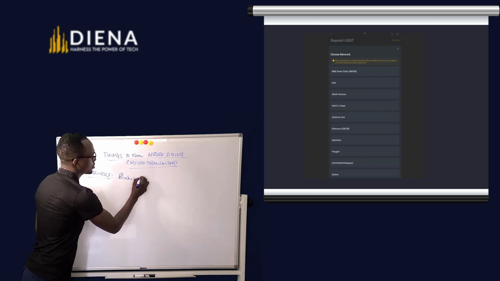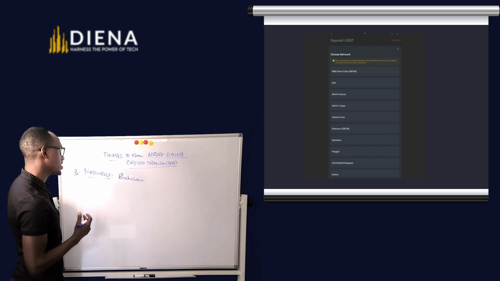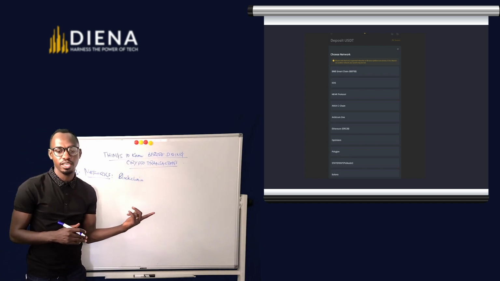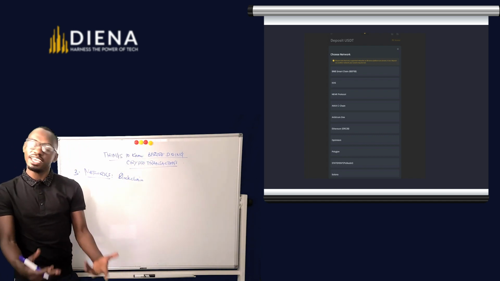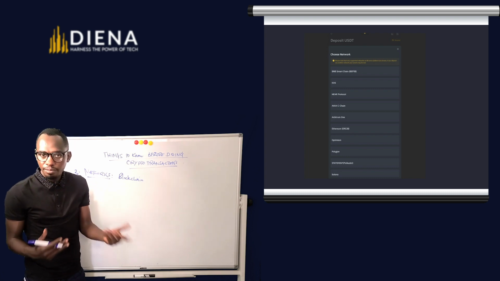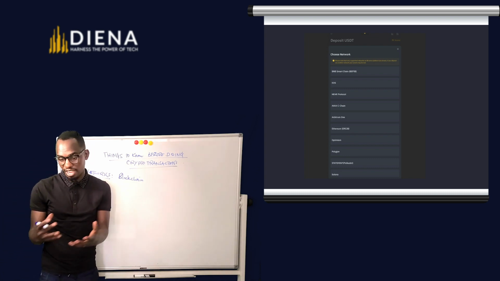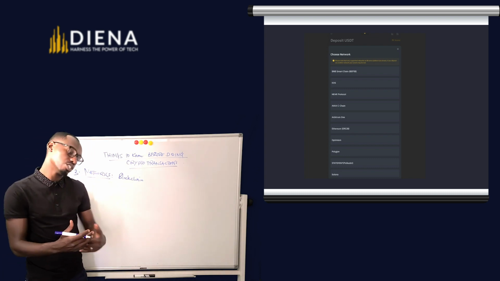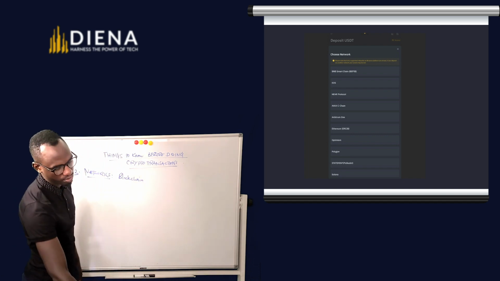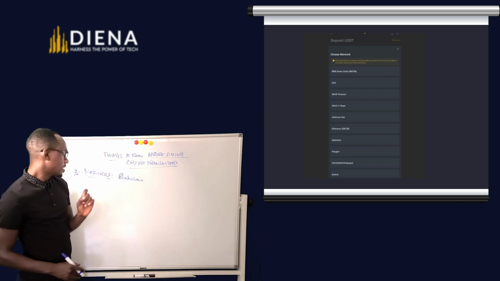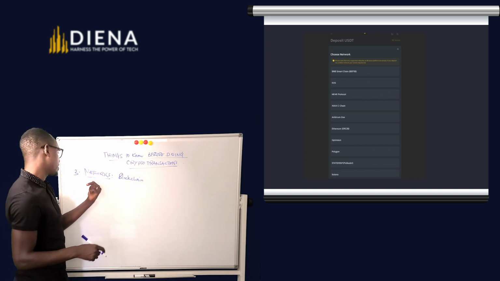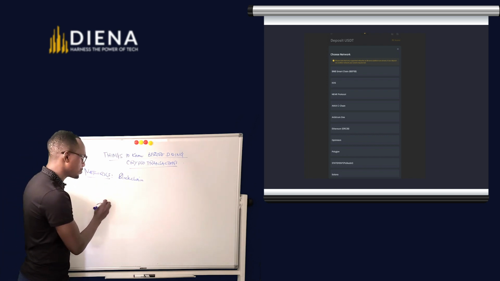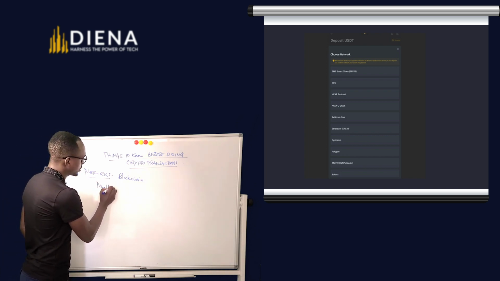Remember, there is no crypto that can do a transaction without having a network or blockchain. But not every crypto necessarily has its own blockchain. That's why we have coins, which have their own blockchains, and tokens, which use the blockchains of other cryptos to do transactions. Now, in the matter of wallets in relation to networks, there are some wallets that have multi-networks.